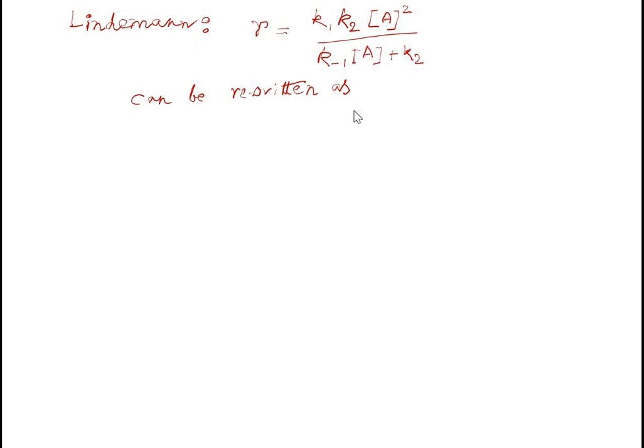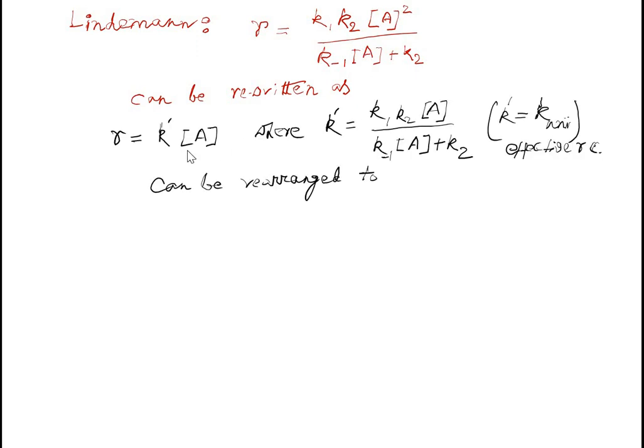can be rewritten as k prime a. So out of this a square, one a is left and the remaining part is called k prime. So a is there, an extra a coming out of the a square, where k prime is obviously k1 k2 by this denominator into a to the power 1. This is called the k uni, or effective rate constant.